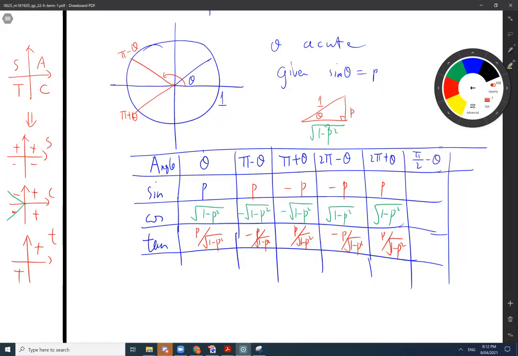Okay. How about the last column? Very good. How did you do it? Sine squared plus cos squared equals 1. Just check here. This angle is half pi minus theta. What's the sine? Opposite over hypotenuse. Cos, tan.